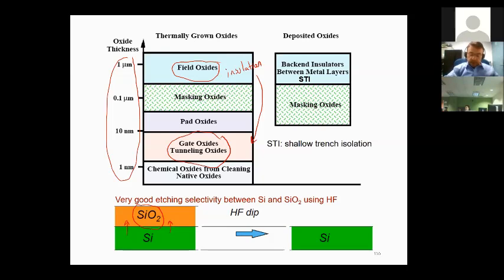But the other thing is, once you dip into HF, this is a nasty acid, you can selectively remove the silicon dioxide and be left with the silicon wafer only. So that's a good selectivity between the silicon dioxide and silicon.